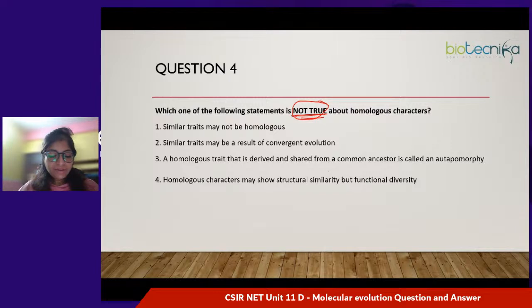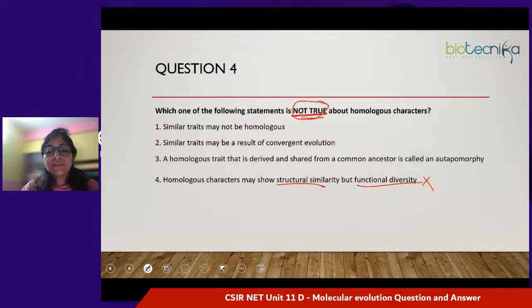Ashu, again, see the question. We have to select the statement that is not true about homologous characters. If you say option D, then option D is absolutely the definition of homologous characters, that these characters are similar in structure but different in function. So definitely option 4 is not the answer. It is a true statement about homologous characters. So far, everybody has given the correct answer.